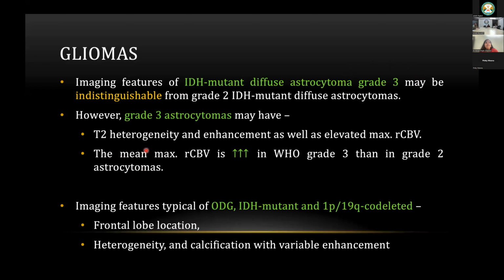And the tumor will be heterogeneous as compared to the homogeneous tumor which I showed you previously. If we do the perfusion imaging, the blood volume within the tumor will be very high, higher as compared to the grade 2 tumors. And for the ODG, there is not much change in the imaging. Even after the description of these mutations, the typical ODG, which is a cortical-based tumor with calcifications and heterogeneity, the imaging remains the same.